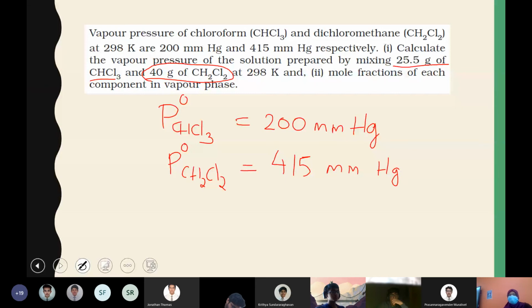The first part of the question is to calculate the vapor pressure of the solution, meaning calculate the total vapor pressure. So PT is what you need to calculate in the first part. Ma'am, so you have to find mole fractions of both the compounds, right? Yes. You need to calculate the mole fraction of chloroform and dichloromethane separately, and so you have to find the moles of each compound using the molar mass. So first calculate the molar mass for chloroform and dichloromethane.